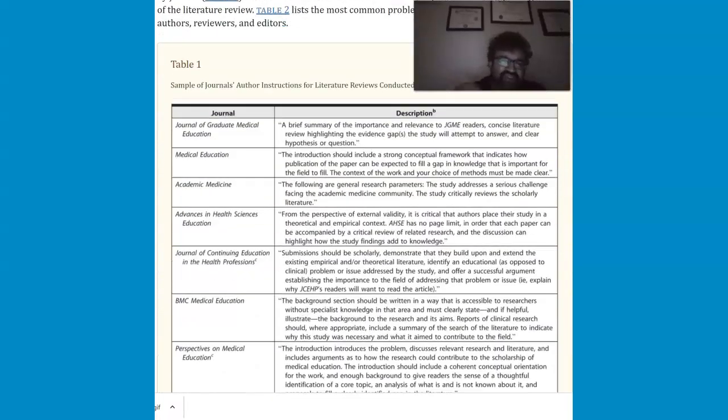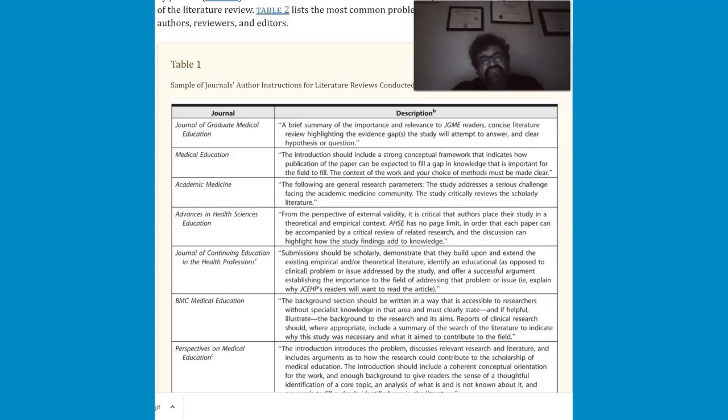So table 1 shows different ways that different journals have provided guidance on how to approach literature reviews. So the Journal of Graduate Medical Education, of course, this is the journal that I'm reading this article from, so it's listed first. A brief summary of the importance and relevance to JGME readers. Concise literature review highlighting the evidence gaps the study will attempt to answer, and clear hypothesis or question. So there it is. You have to understand the evidence gaps.